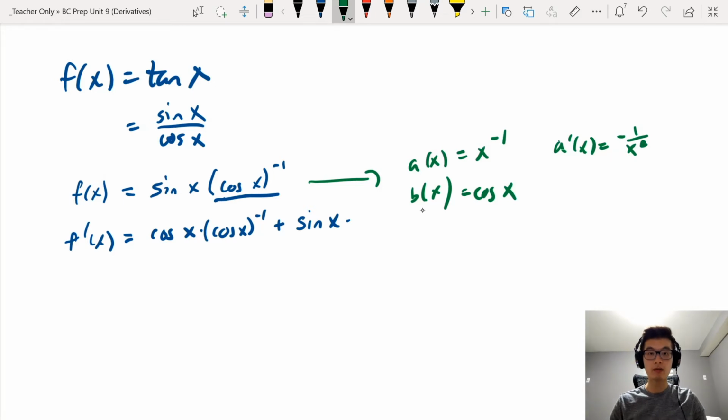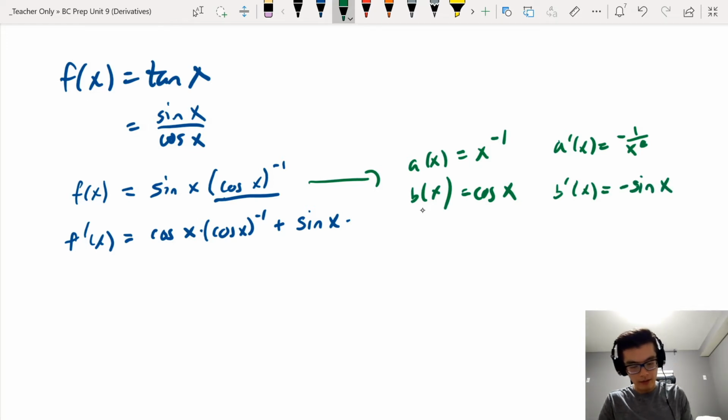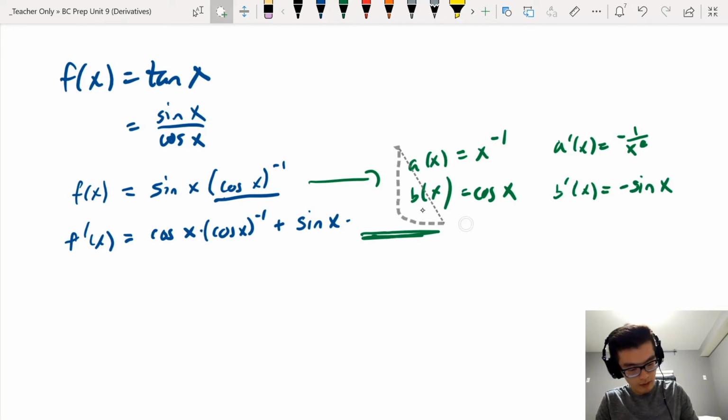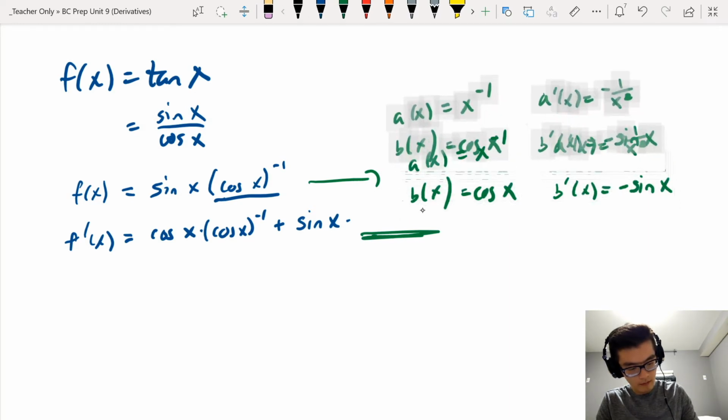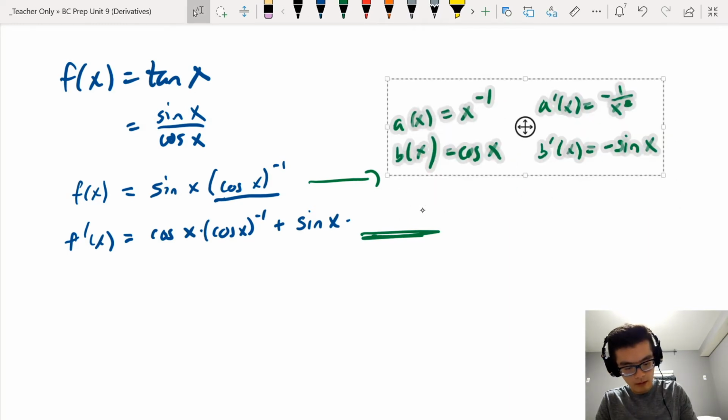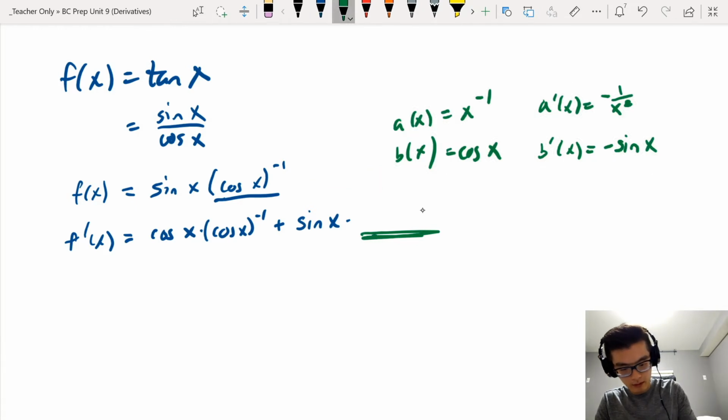Hopefully you've gotten pretty comfortable with the power rule, so that should be pretty quick there. And then b prime of x is equal to, in this case, negative sine. Okay, so that means this term right here that we're missing from the original problem, f prime of x, is going to turn out to be the derivative of the outside. So let me move all this because I realized I didn't do a good job of giving myself enough space here. Let's move it up a little bit. There we go. And then this arrow is going to go a little bit higher here.